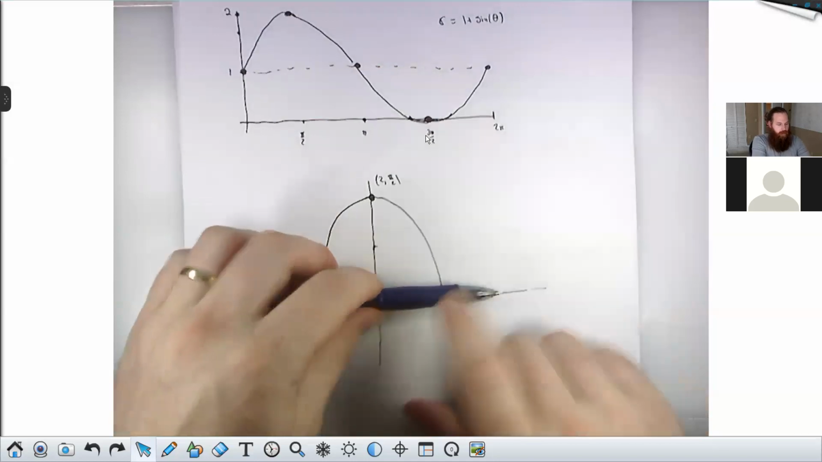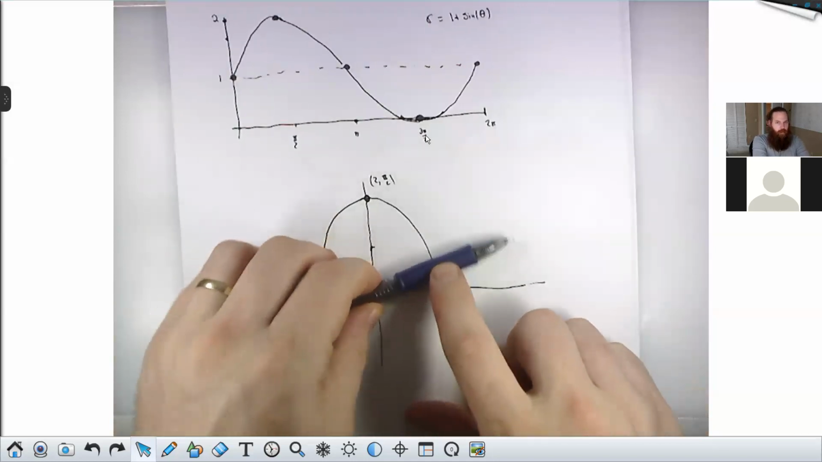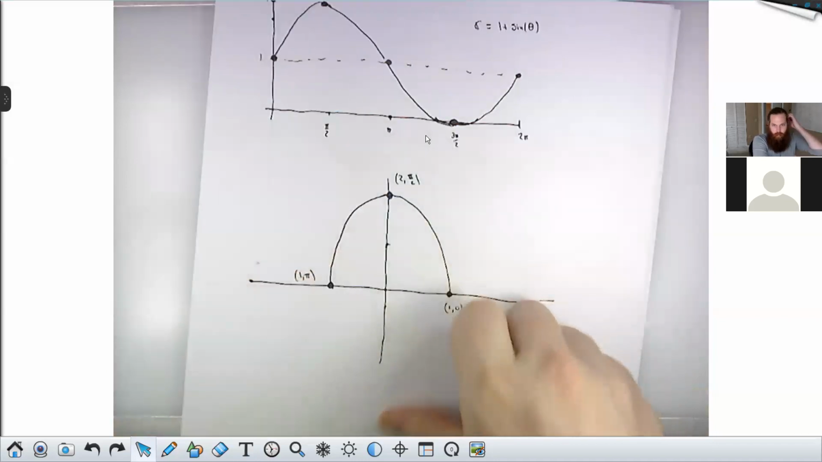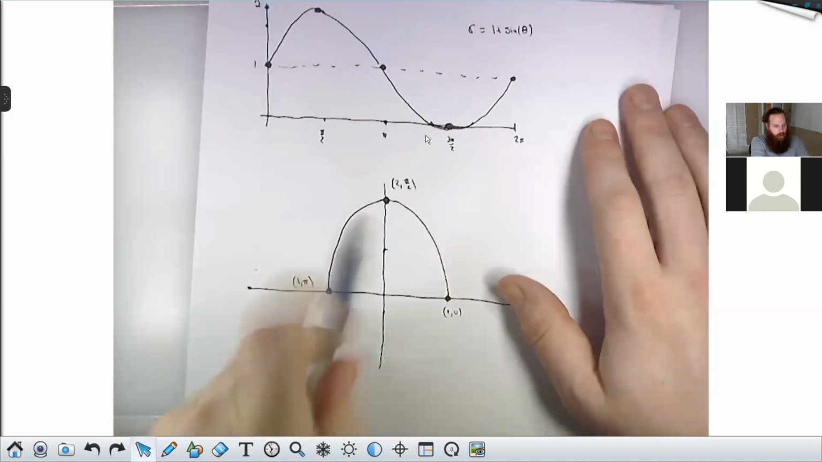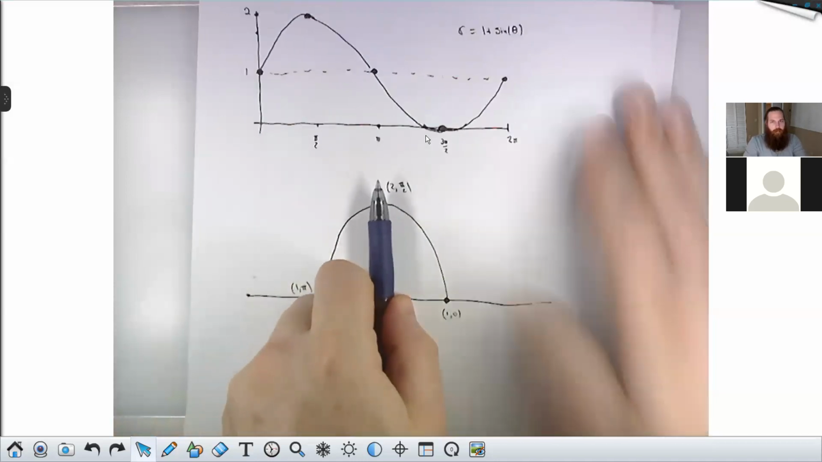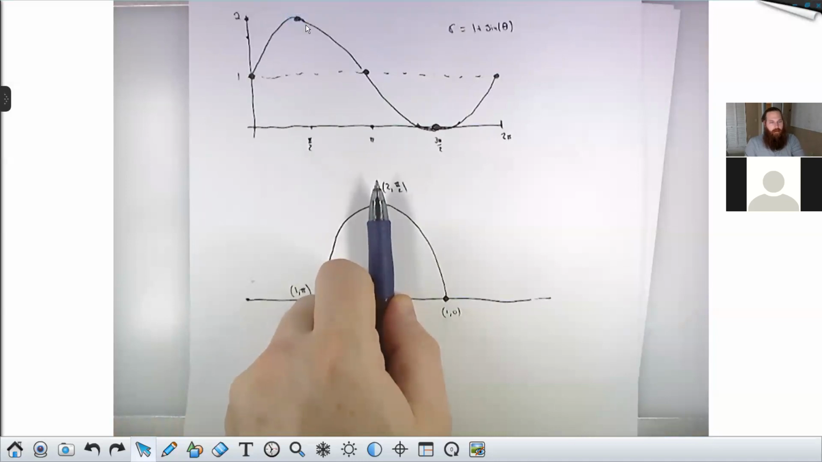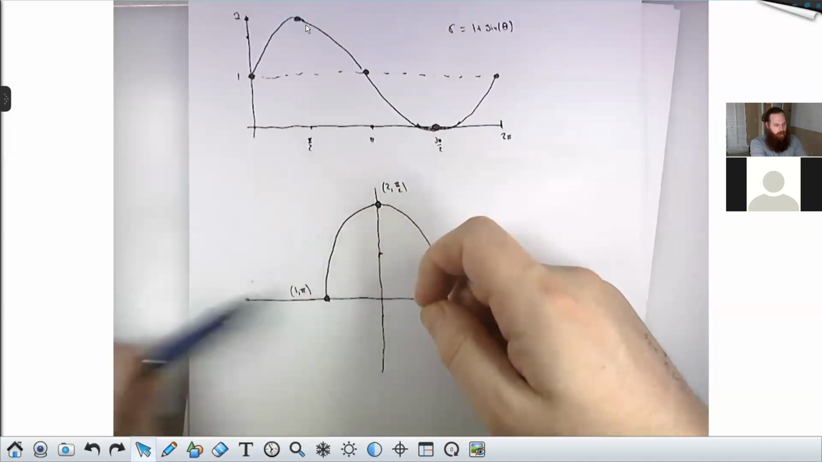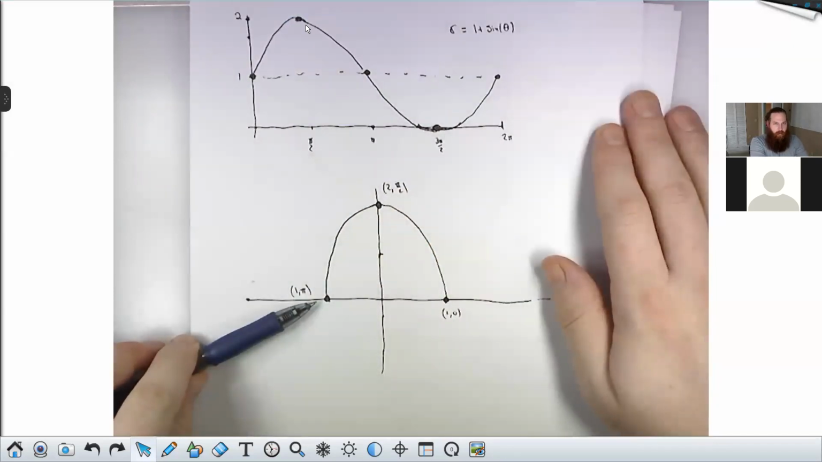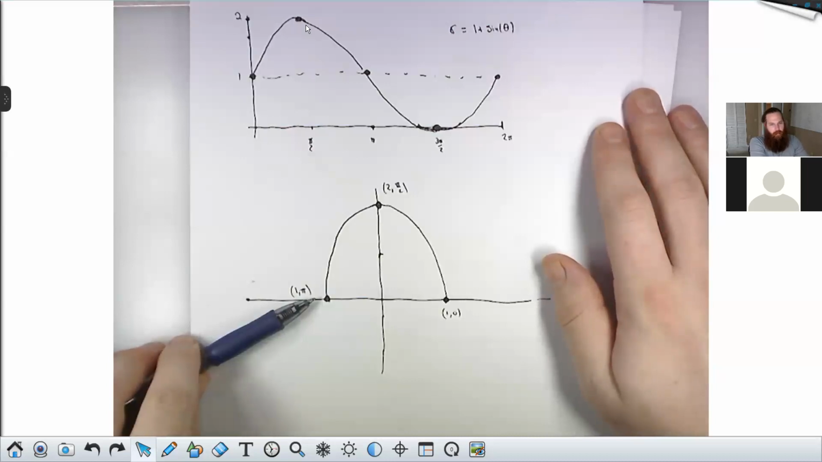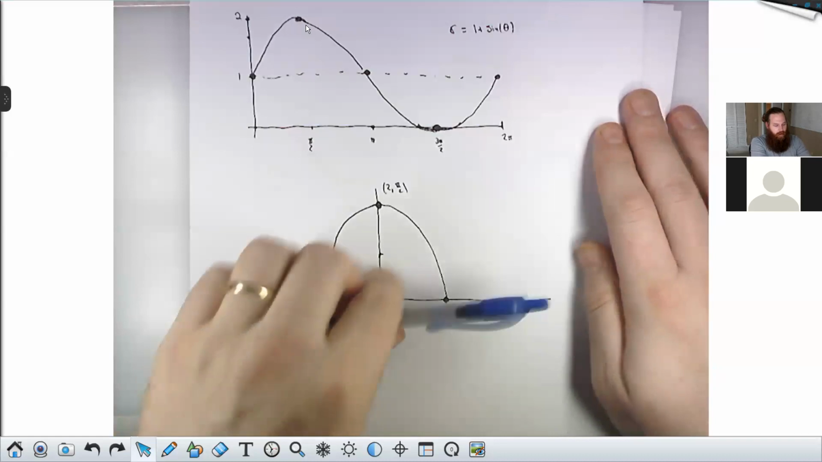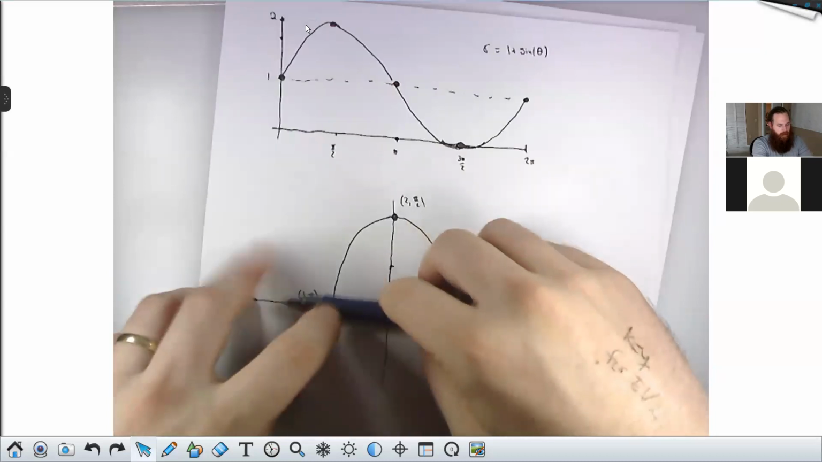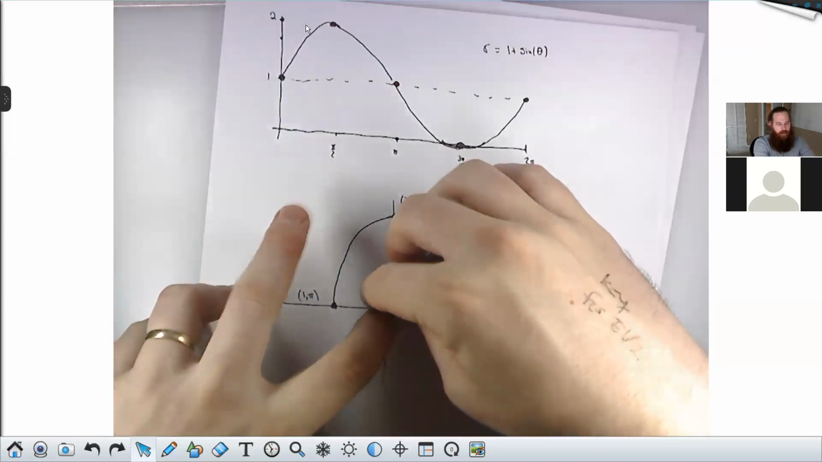So my little dude is starting out right here. And as I rotate, he's slowly walking out until he gets up here to 2. And then as my arm rotates past pi over 2, where I have this max, now my little guy is going to start walking back in. He's going to walk in until he gets to 1. Then as I rotate past pi towards 3 pi over 2, he's going to keep walking in. So as I rotate past here towards here, my little guy is going to walk all the way into the origin.